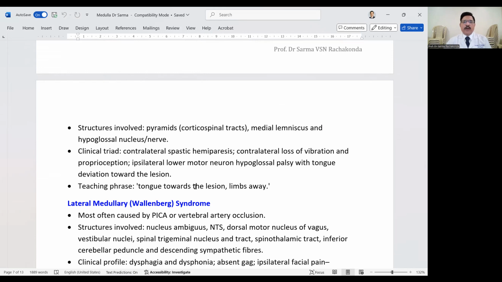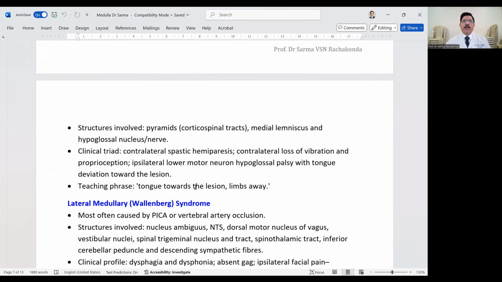Clinical triad: contralateral spastic paresis, contralateral loss of vibration and proprioception, and ipsilateral lower motor neuron hypoglossal palsy, with the tongue deviating towards the side of the lesion because of unopposed action. Teaching phrase: tongue towards the lesion, limbs away. So the limbs are away and the tongue is toward the side of the lesion. The limb signs are on the opposite side.